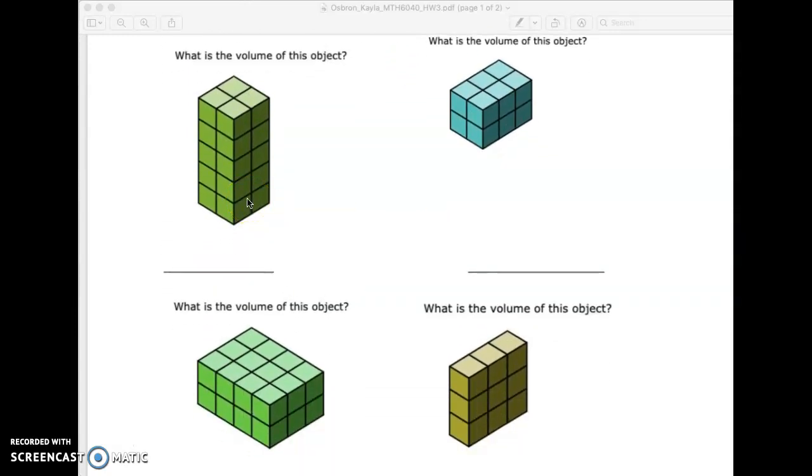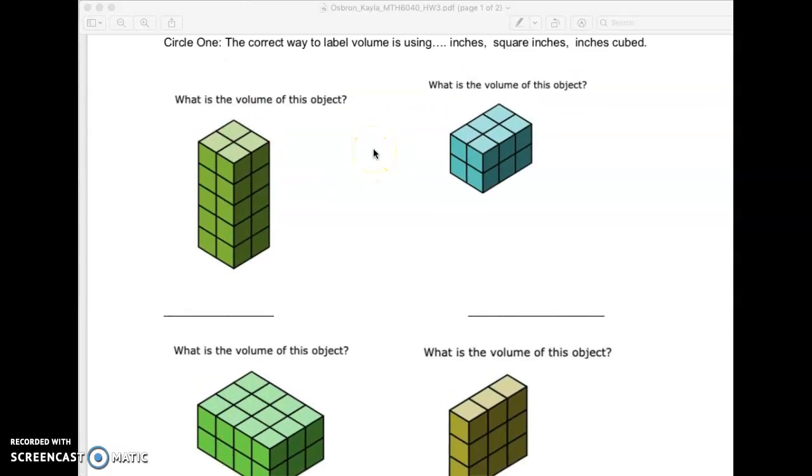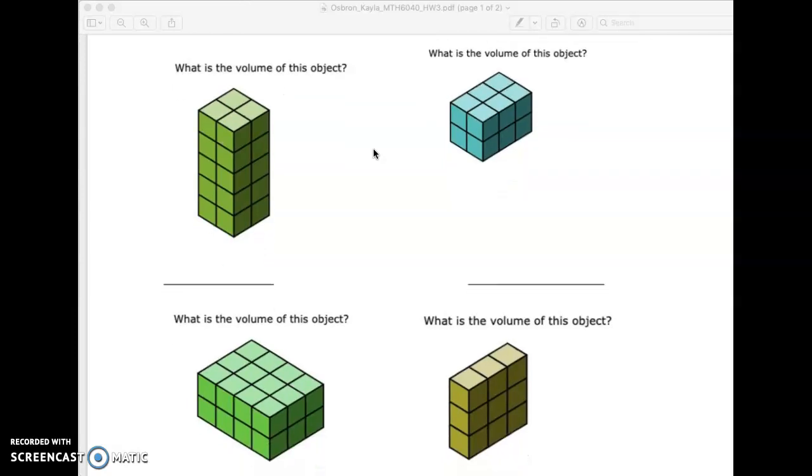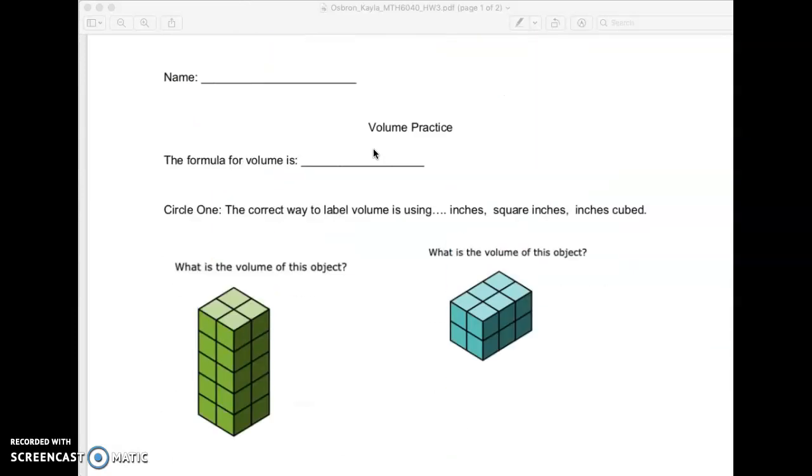I tried to do different levels of difficulty. So this is kind of 1 layer here, all the different layers stacked here. I just try to give students a variety of problems with different lengths, widths, and heights so they're flexible in their thinking. So that's the whole first page.